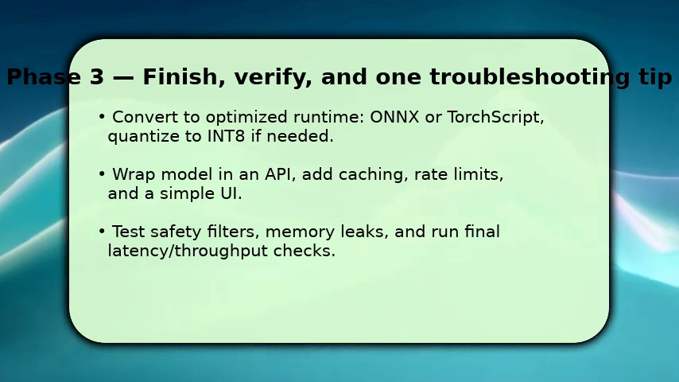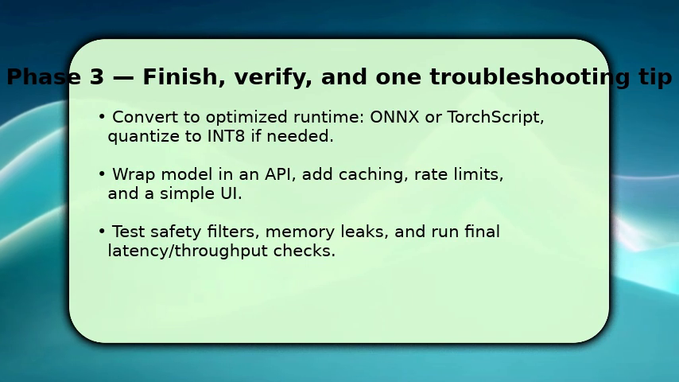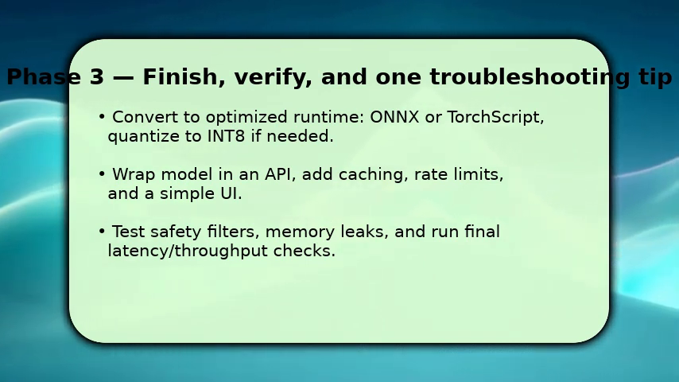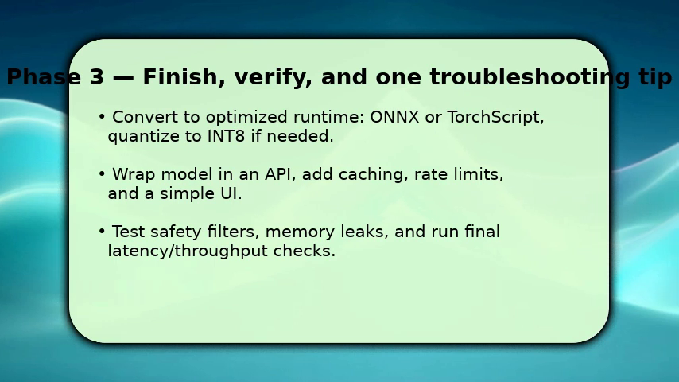If you encounter crashes or degraded quality, a key troubleshooting tip is to roll back to a recent checkpoint, run inference on a known good sample, and compare outputs to isolate the regression.